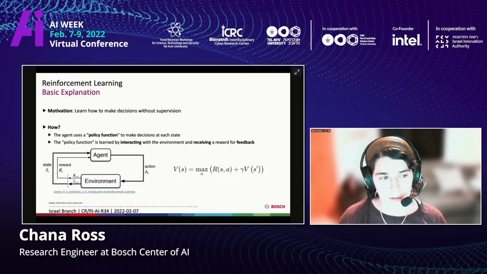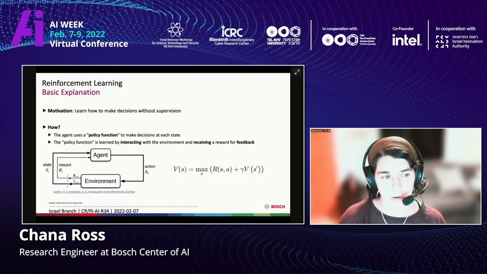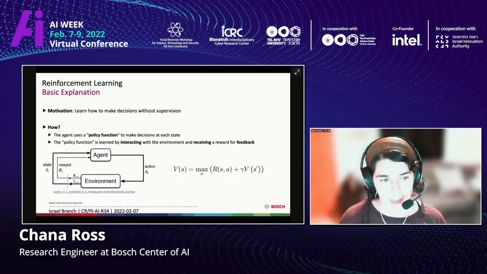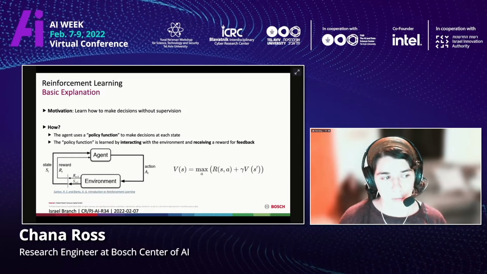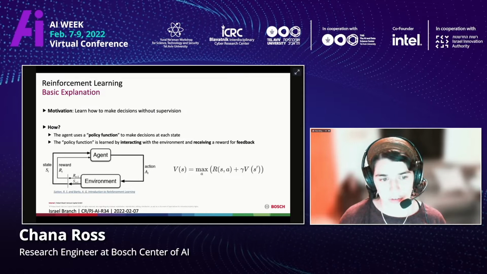Just a few terminologies that I'll be using throughout the talk. An agent is actually our policy, or what is trying to perform actions within our environment. The environment will return states and rewards, and the agent will use those to decide the next action.